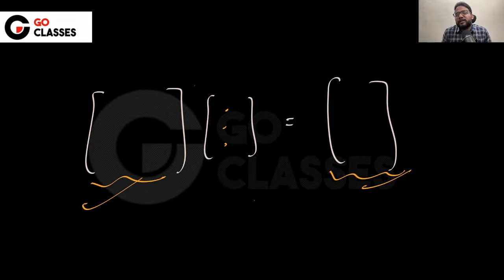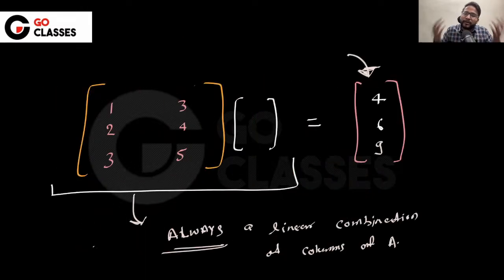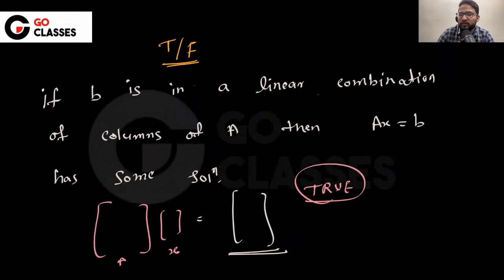If B is not a linear combination, let's suppose B is such that whatever you do, it can never come. You can take any linear combination, but B is not in it. If B is not a linear combination of columns of A, then no matter what you do, you cannot find the coefficients, right? How can you find those coefficients if B is not even a linear combination of columns of A? Getting my point? So basically, if B is a linear combination of columns of A, then Ax equal to B has some solution, and vice versa also.